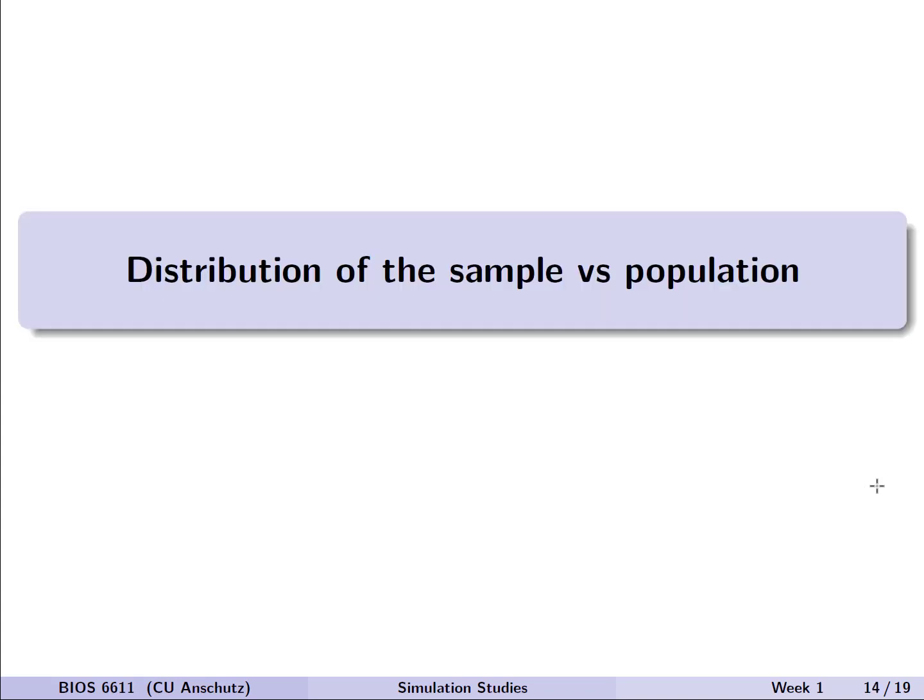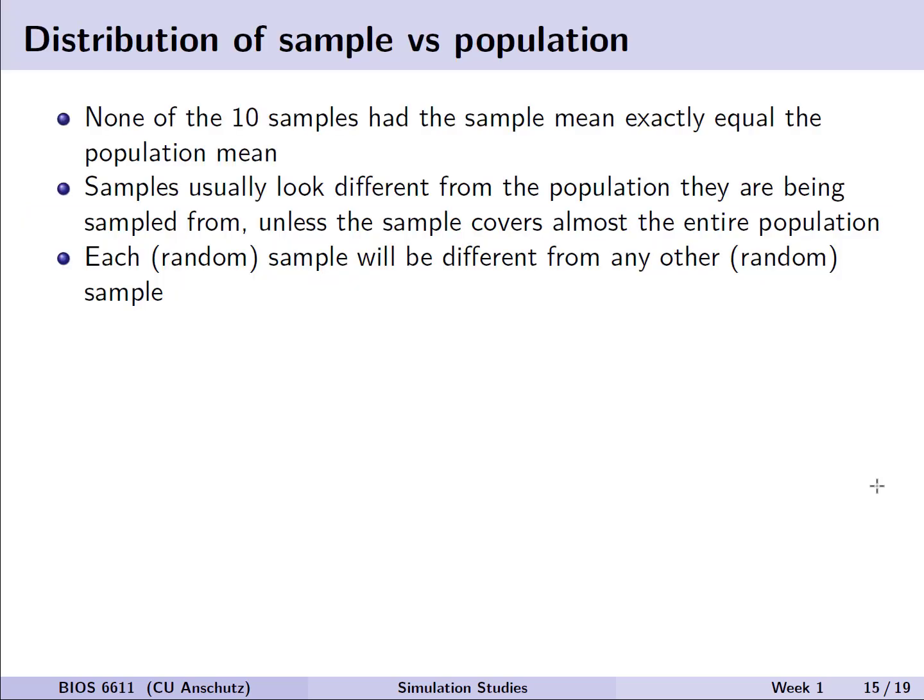So with this information, we can also start to discuss or think about the distribution of the sample versus the population. Again, getting to this distinction of that overarching population of interest versus the sample we take or observe. So we can note that none of those 10 samples had that exact population mean of 161. Those sample means varied a little bit around that neighborhood of values. And samples will usually look different from the population they're being sampled from, unless your sample covers almost the entire population or there's very little variability.